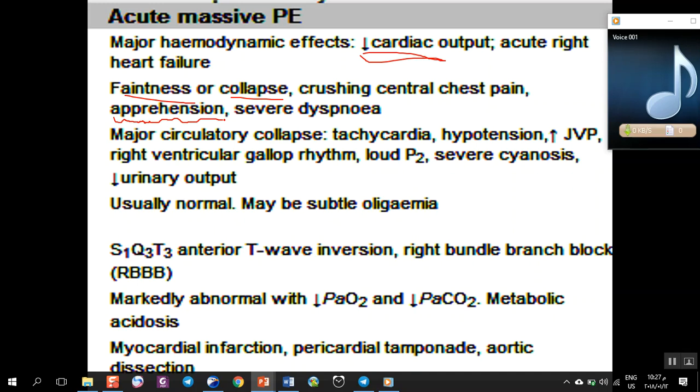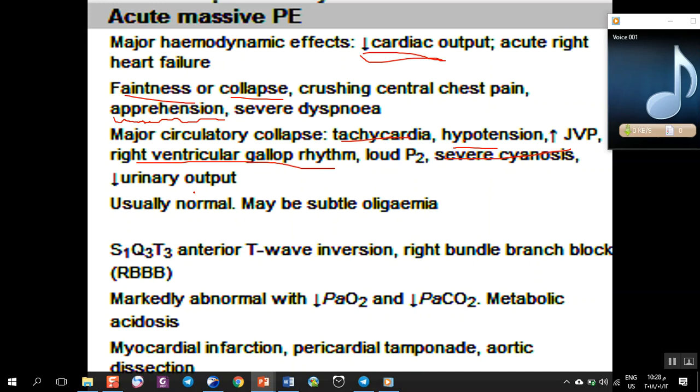Clearly, on examination, the patient is in shock. Tachycardia, hypotension, increased JVP, RV gallop, loud P2, severe cyanosis, and decreased perfusion, a clear sign of shock. What is the definition of shock? Decreased tissue perfusion.